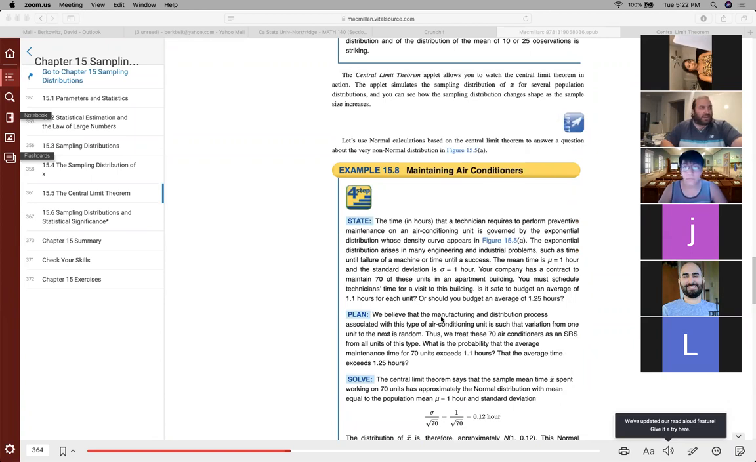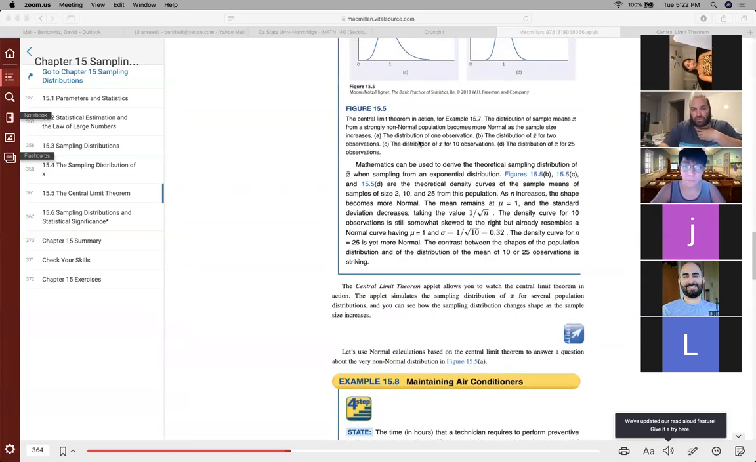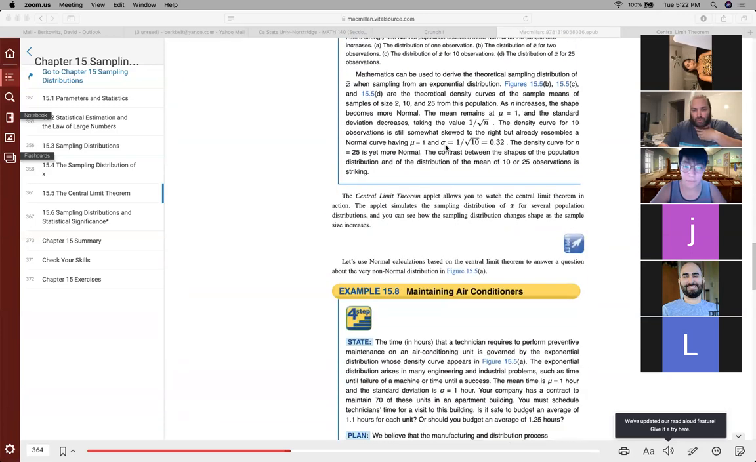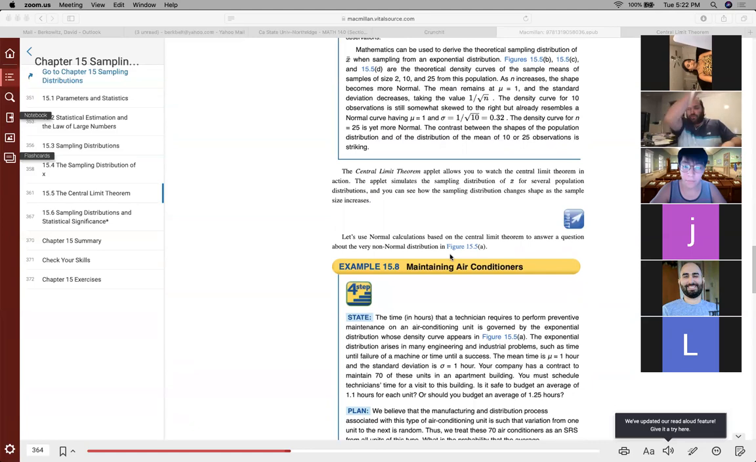It says the time in hours that a technician requires to perform preventive maintenance on an air conditioning unit is governed by the exponential distribution, whose density curve appears in that figure. So it's very exponential. It's an exponential decay. The exponential distribution arises in many engineering and industrial problems, such as time until failure of a machine or time until a success. Okay, let's not worry about that. The mean time is 1 hour, and the standard deviation is 1 hour.